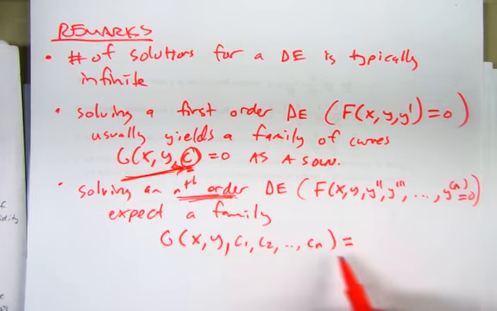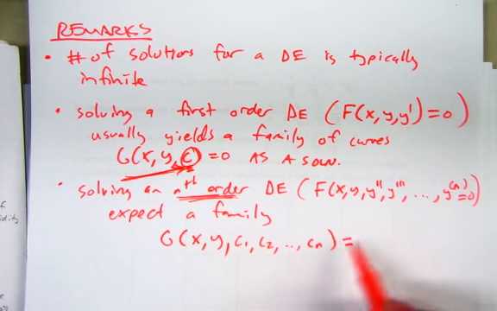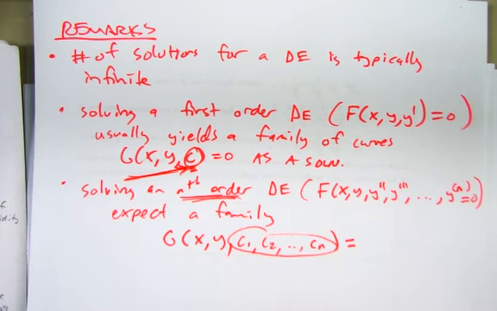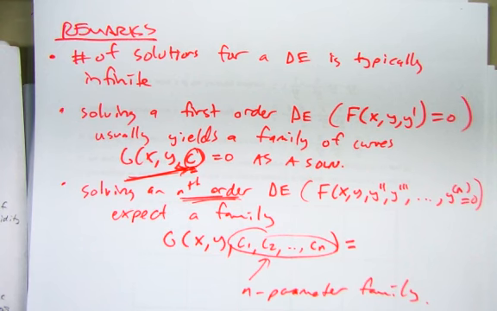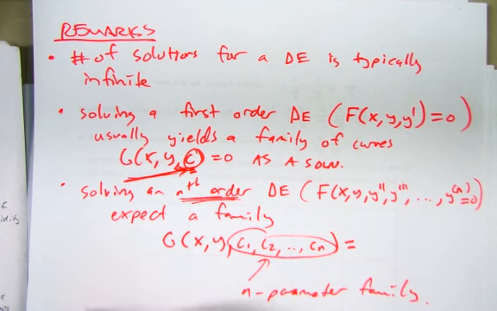I think it'll make more sense when you start seeing these in context. Okay. This is an n parameter family, so you need to know that. First order gives you a one parameter family of solutions. nth order produces an n-parameter family of solutions.